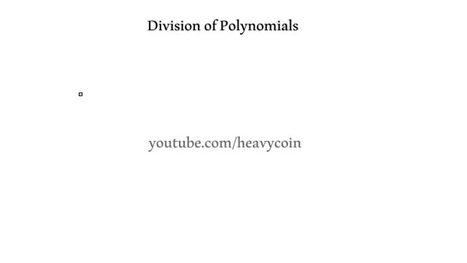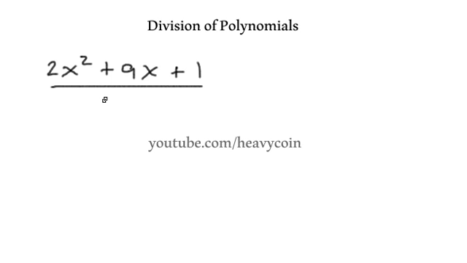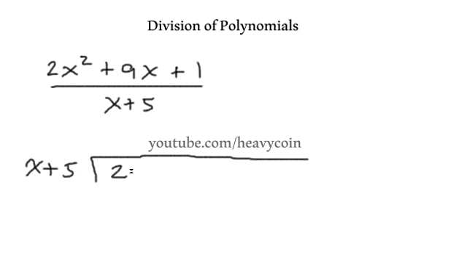Alright, let's move into what we're really after here. We're going to have 2x squared plus 9x plus 1, so that's a polynomial, of course, over x plus 5. Now we're going to use long division. I'm going to write x plus 5 right here, and we have 2x squared plus 9x plus 1.